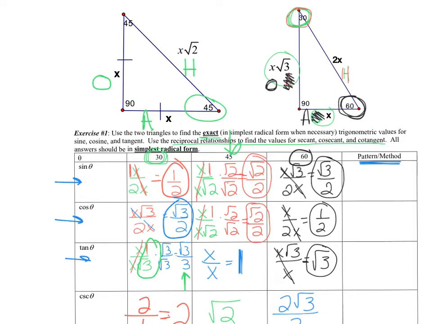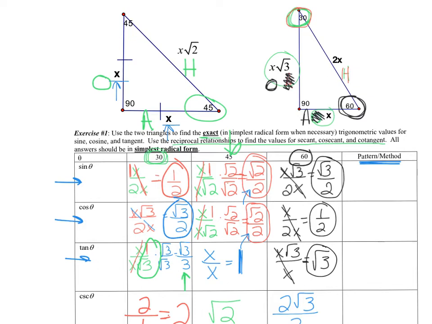So looking at these, first off, you'll notice a couple things, that sine and cosine of 45 are both the same. And that's because the opposite and adjacent sides are the same. I did have to rationalize the denominator on both of these. For tangent of 45, I have x over x, so it's just 1.